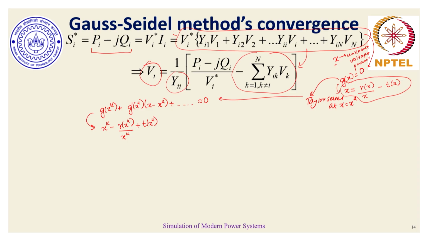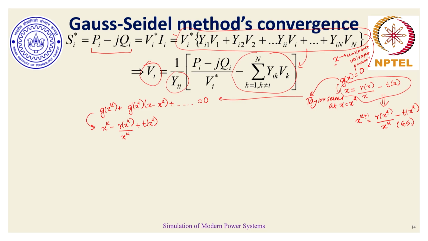Furthermore, before I come back here, I will come a bit over here. The Gauss-Seidel update equation essentially indicates that xk plus 1 is r xk divided by xk minus t of xk. That is how for every kth recursion update I am getting the next recursion update. So this is coming from the Gauss-Seidel method itself.